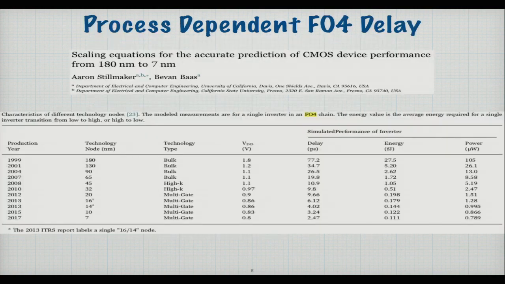Here it is dependent on processes over time, starting in 1999 when we had 180 nanometer processes, all the way down to 2017 when the 7 nanometer processes were introduced. The FO4 delays have gone from about 77 picoseconds all the way down to 2.47 picoseconds.